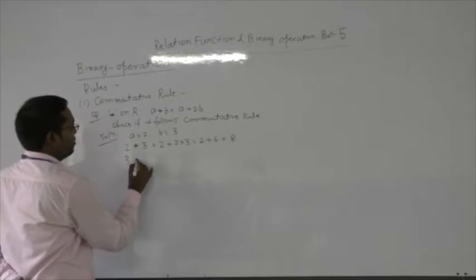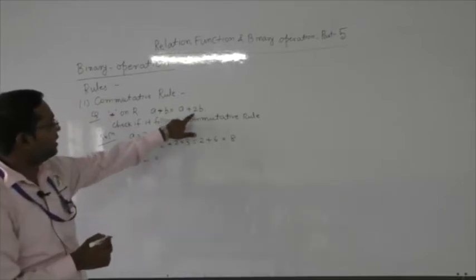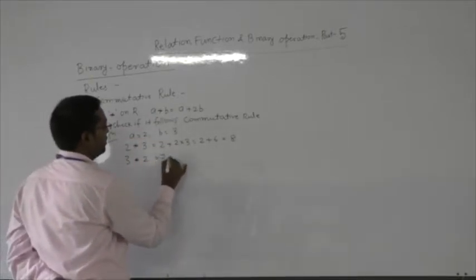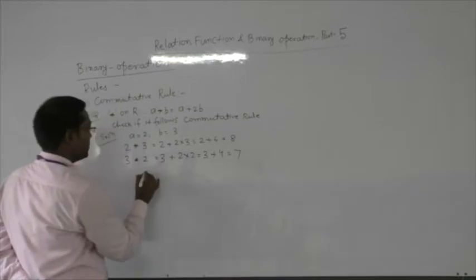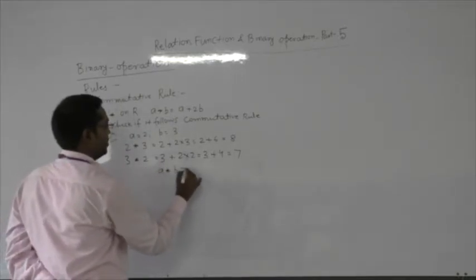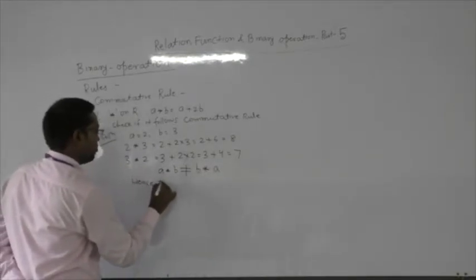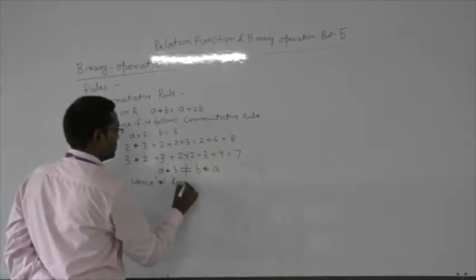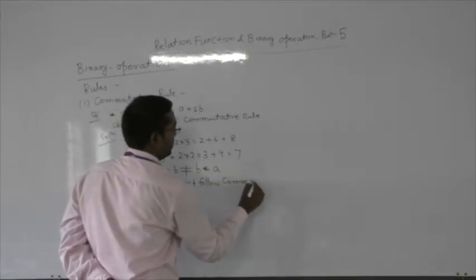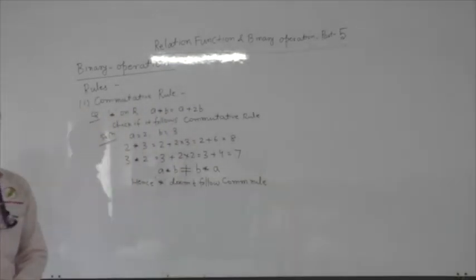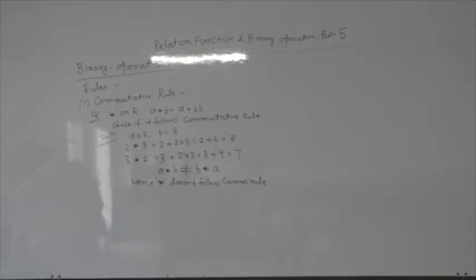Now you find 3 star 2. If I change the order here, this also will change. So here now the first number is 3 and the second number is 2. So A equals 3, 3 plus 2 into 2, that is 3 plus 4, that is 7. Obviously A star B is not equal to B star A, hence the star operator here does not follow the commutative rule, right? Okay, that is our commutative rule. Now let's see the next, that is the associative rule.